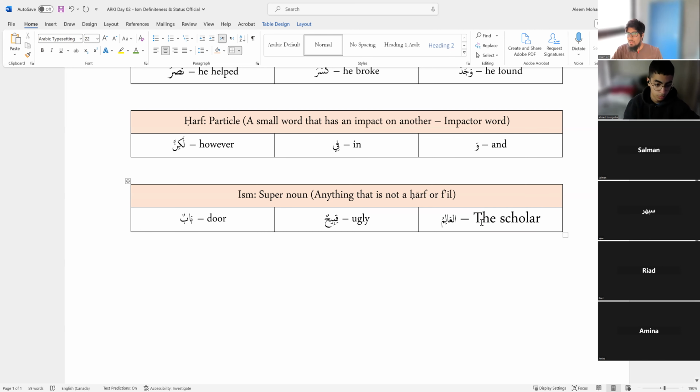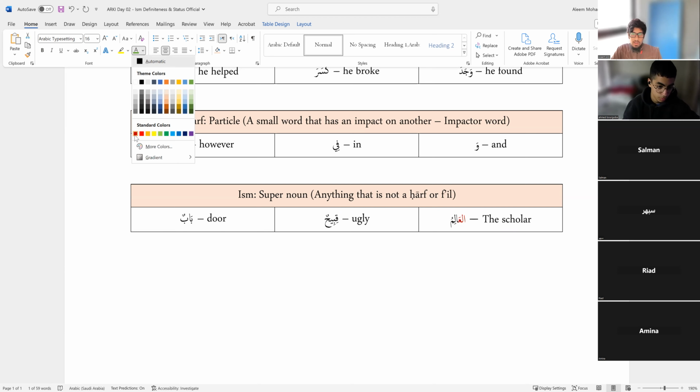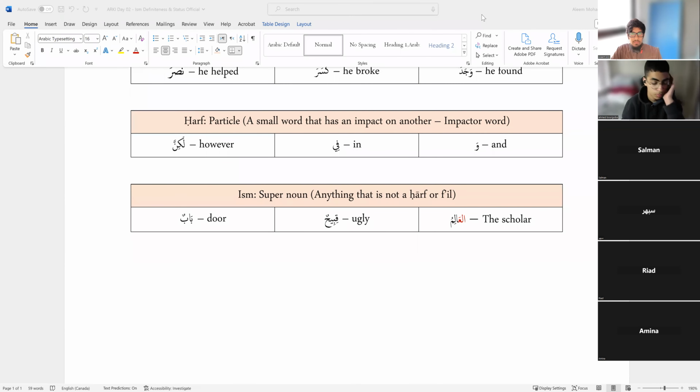Can anyone tell me why it's the scholar? Why is it not a scholar or just scholar in general? Yeah, correct. So it is the alif lam that's creating that effect of the, right? So if you want to put the into a word, you simply just add alif lam before it, and it pretty much makes it definite. That creates the. Good stuff, guys.